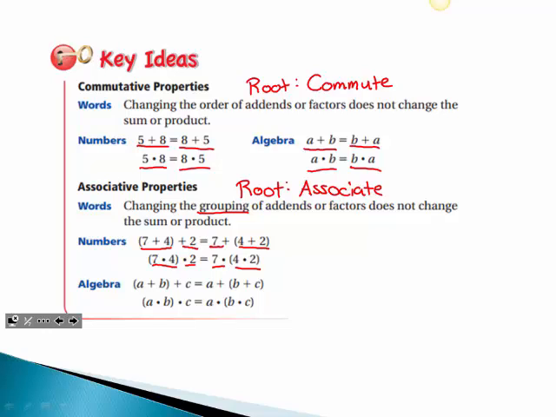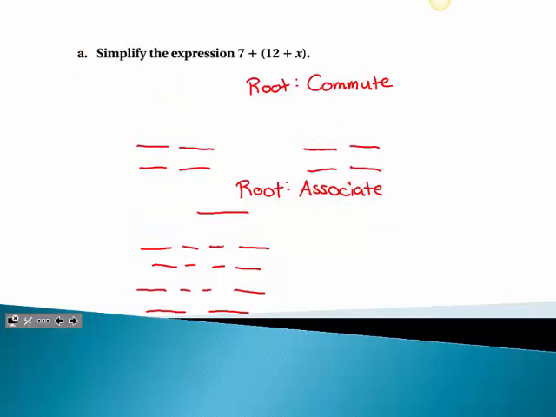In algebra, we do the exact same thing, but we use letters. A plus B plus C, A plus B plus C. It's the same letters in the same order, but different parentheses. Same thing with multiplication. All right, so let's move on.